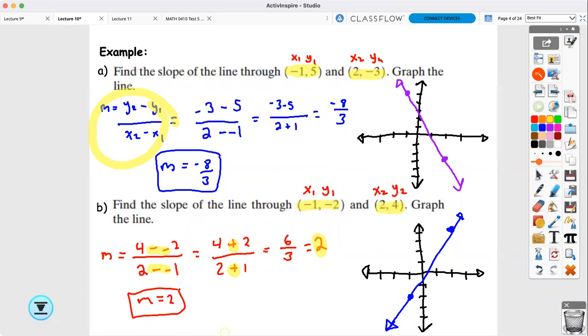So we're graphing the points that they gave us, right? That is correct. And then m is the slope? It's correct. Yes. Okay, thank you.